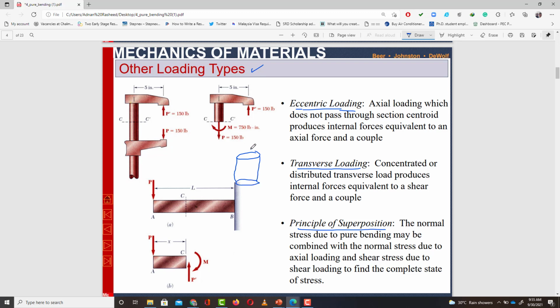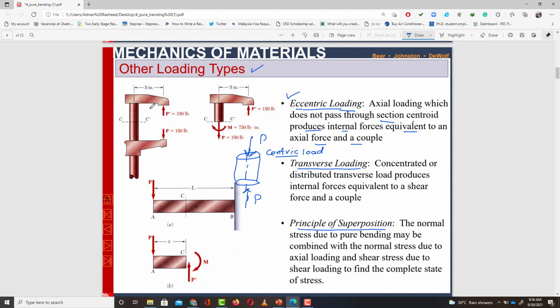For example, this is the rod and this is the center. Clear? If you apply a load that is passing through the center of this beam, this type of load is known as a centric load. The second one is the eccentric load. Eccentric loads are axial loads which do not pass through the section centroid, producing internal forces equivalent to axial forces and a couple.